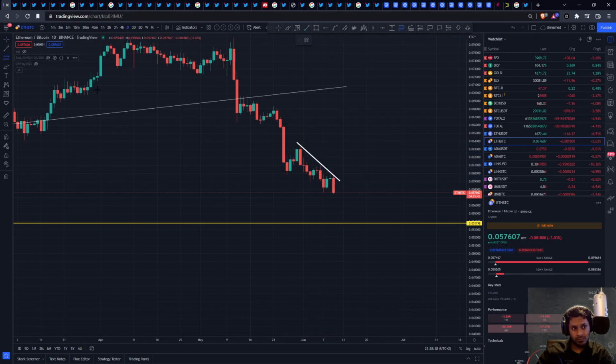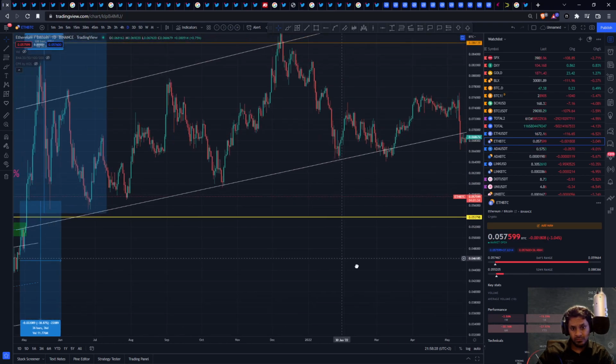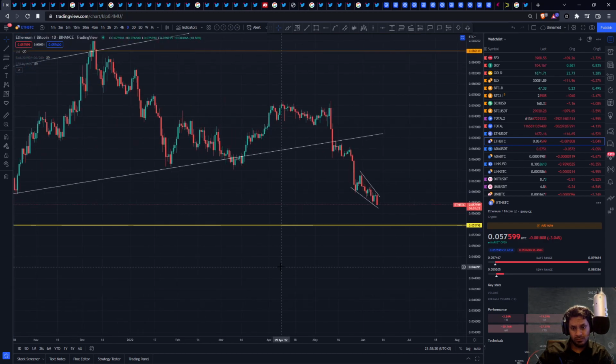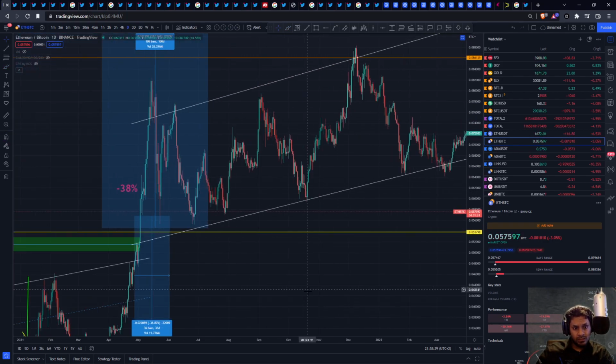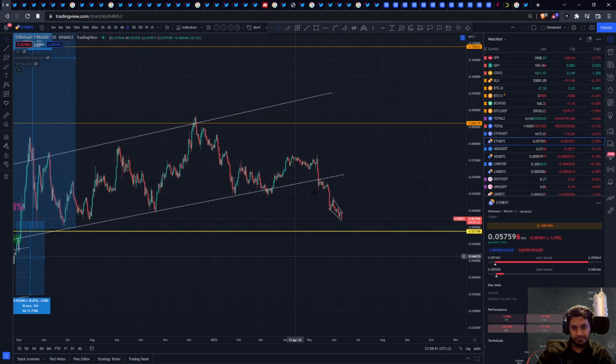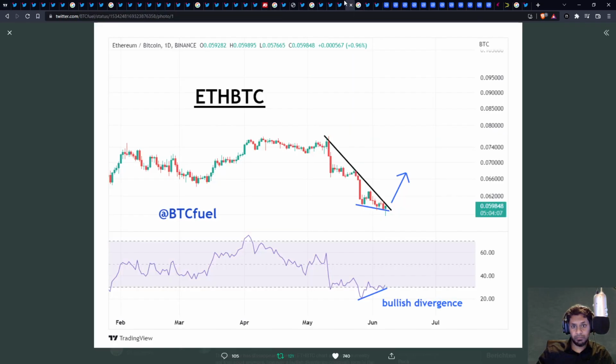I don't really know what he sees in the chart, but potentially forming a falling wedge pattern. To me, most likely it's going to retest this support line and then make new moves to the upside. Okay, let's move up.